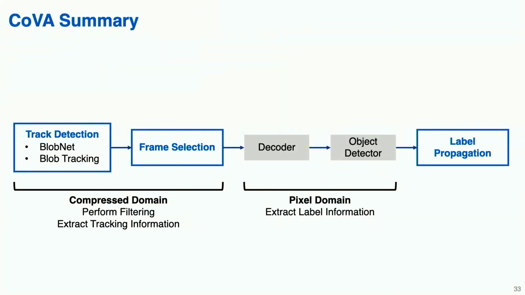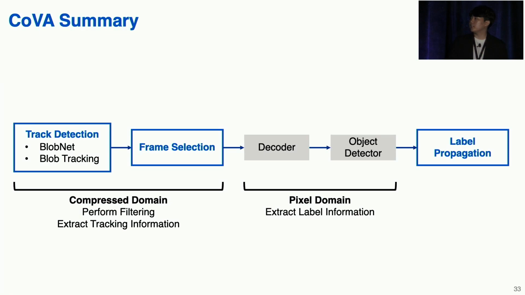So that finishes the description of Kova. To summarize, the first 2 stages of Kova work in the compressed domain to perform filtering and extract tracking information. And the label information is extracted from the pixel domain. And our last stage, label propagation, combines those 2 pieces of information to answer the user query.